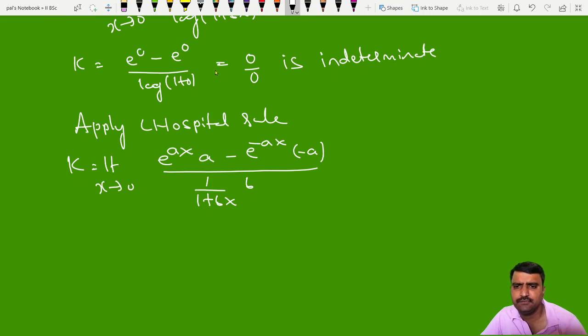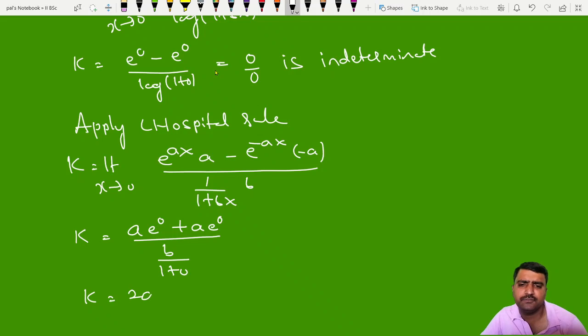So k is equal to a into e power 0 minus of minus, plus a into e power 0, divided by b by 1 plus 0. So the denominator is b only. K is equal to, the numerator becomes e power 0 is 1, a plus a is 2a, so 2a by b. So the value 2a by b is the limit value of that function.